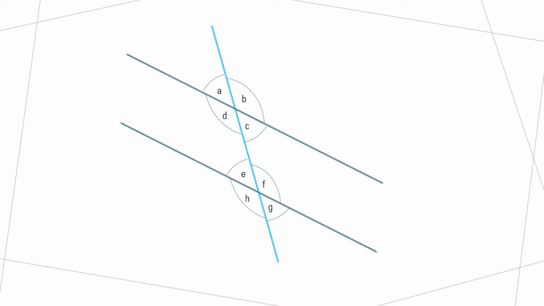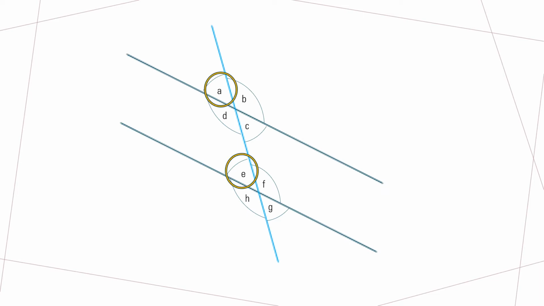These two lines are parallel. Here, there is a third straight line crossing two parallel lines. It is called a transversal. When the transversal crosses the parallel lines, angles are formed.